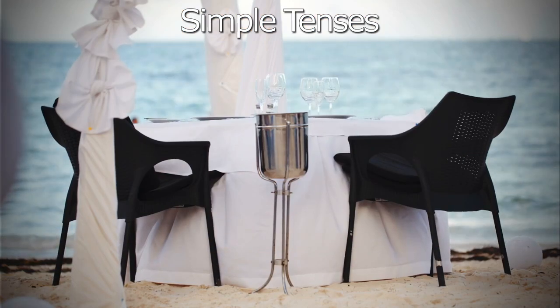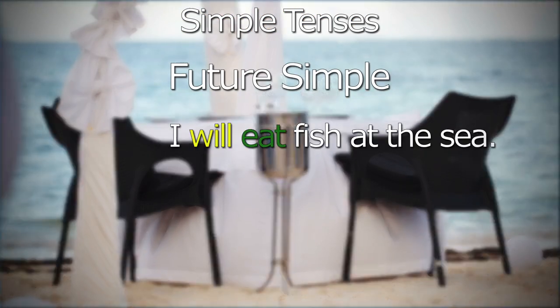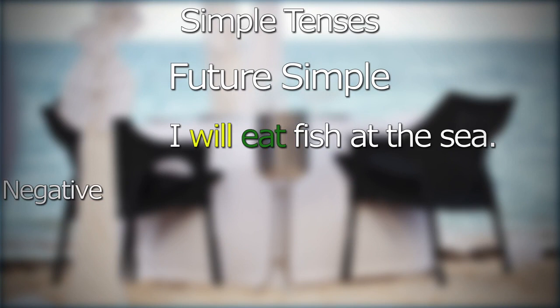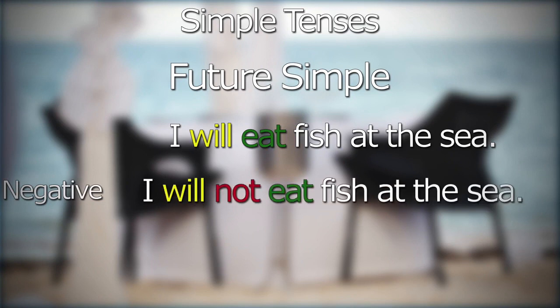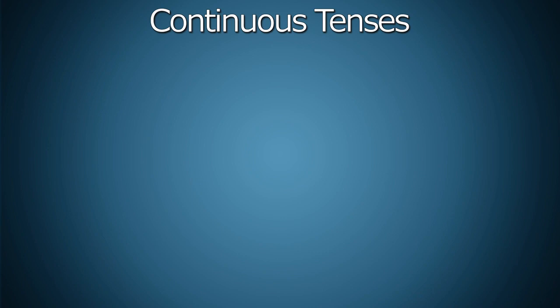Okay, now for the future simple. I will eat fish at the sea. Negative. I will not eat fish at the sea. Question. Will I eat fish at the sea? Okay, now let's look at the continuous tenses.